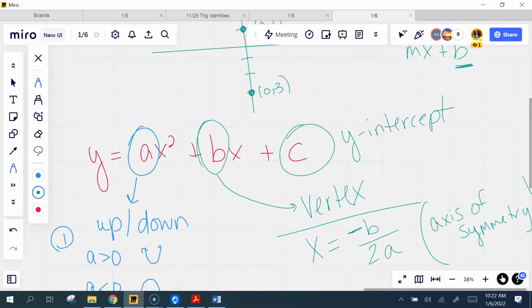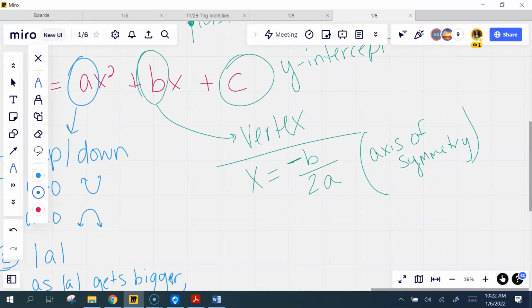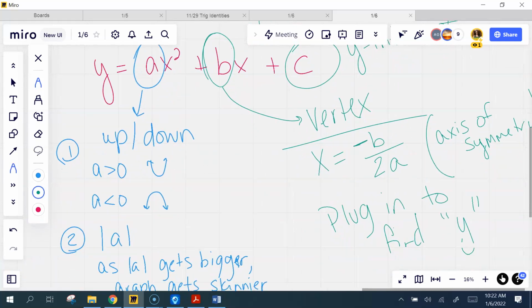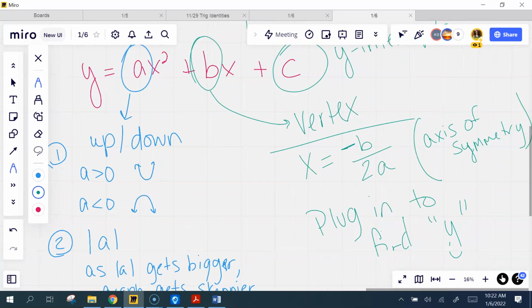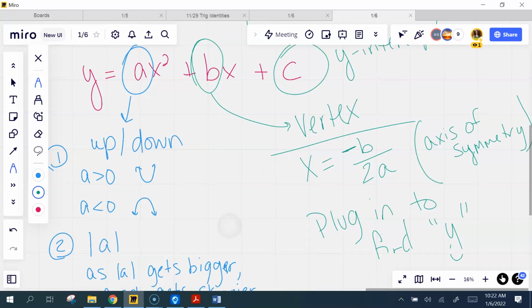I'm going to do the same thing here. I'm going to take this value and plug it in to find y. Plug into what? Plug into the equation that I started with.